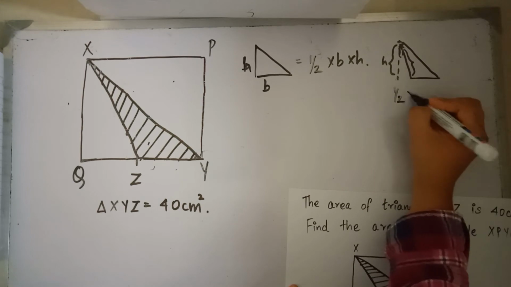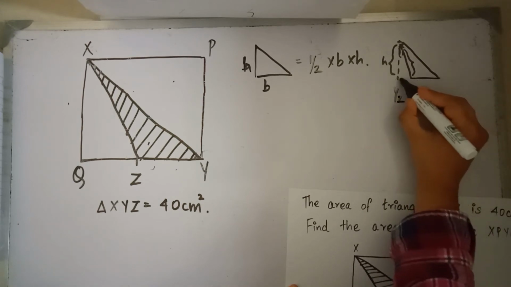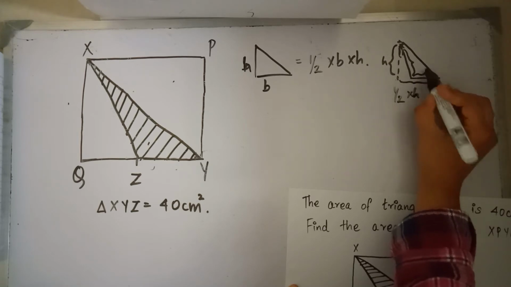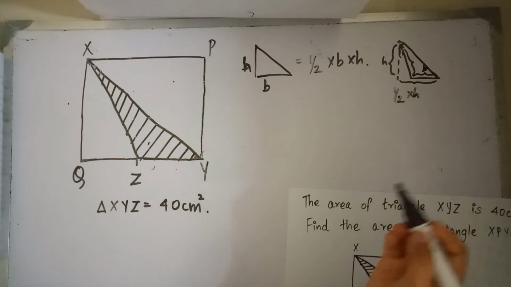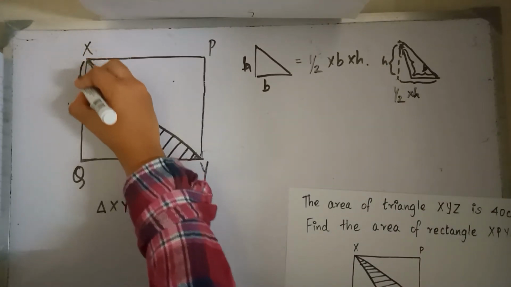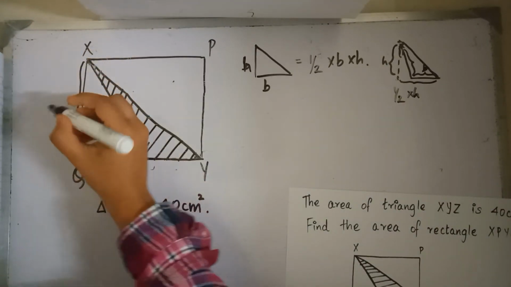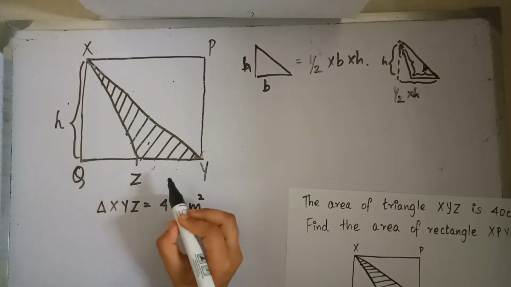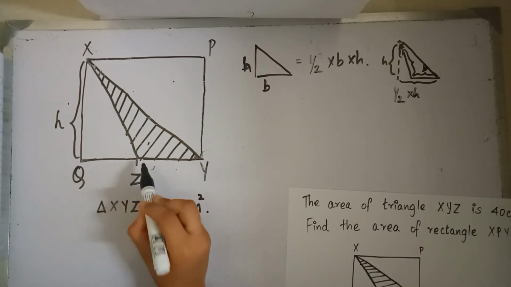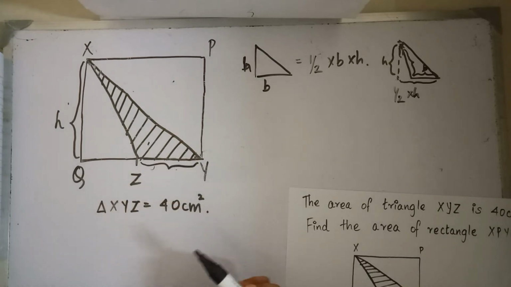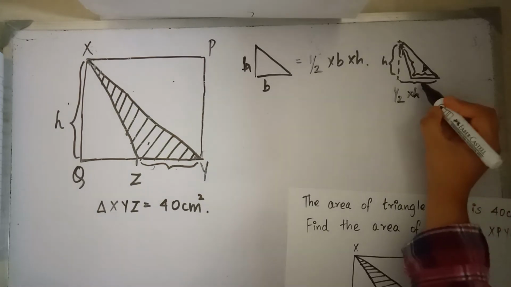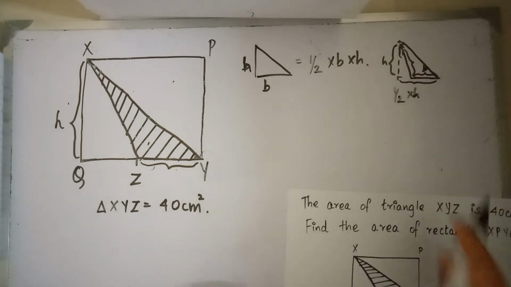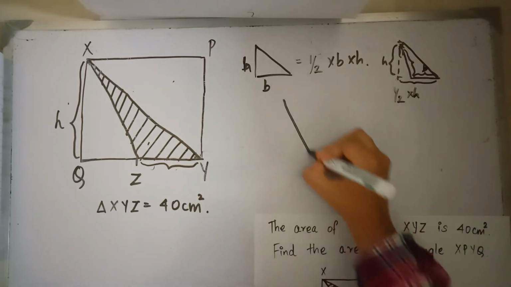So it will be half into height. And what is the base? Will it be this whole thing or just this? Base will be this. So in this case, we take this as the height, XQ as the height, and base won't be YQ, but it will be just YZ, because that's the formula of a triangle. We only take this part, we don't take this whole region.